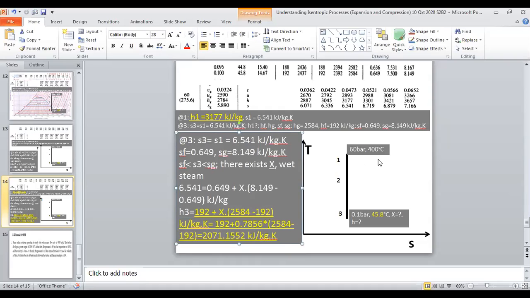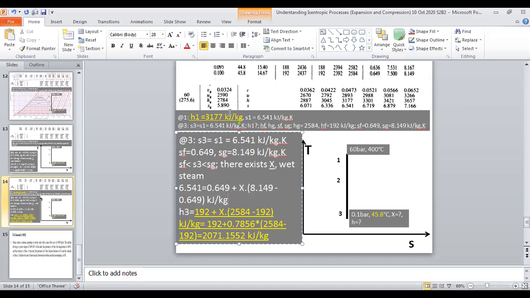So you can see H1 is 3177. Sorry, I made a mistake. This is not Kelvin. This is H, kilojoule per kilogram. So H1 is 3177 kilojoule per kilogram. H3 of course should be lesser, 2071. Still quite high.